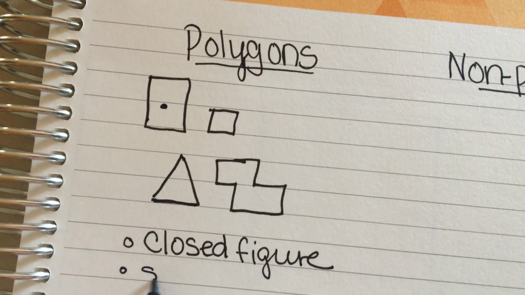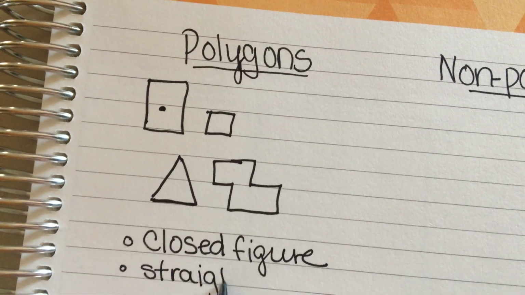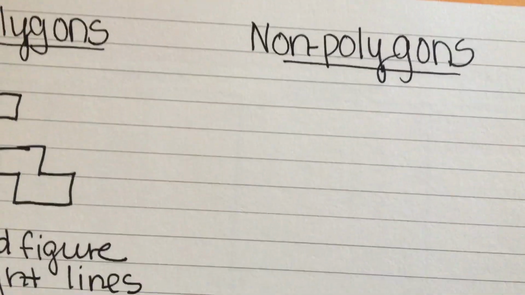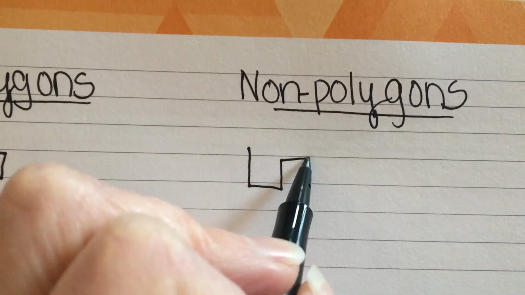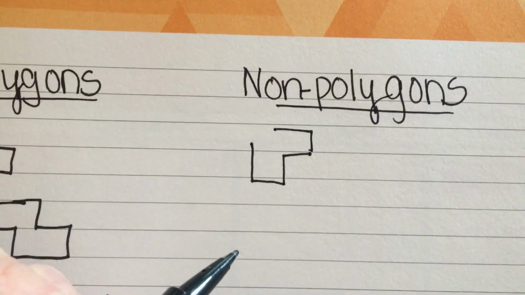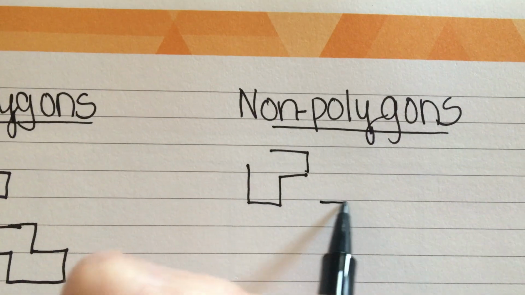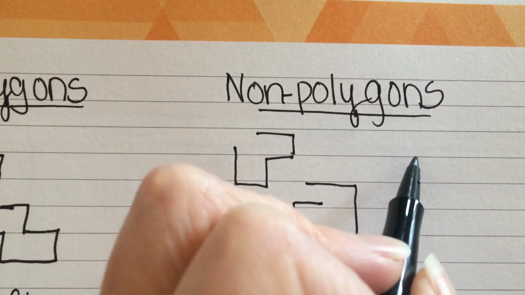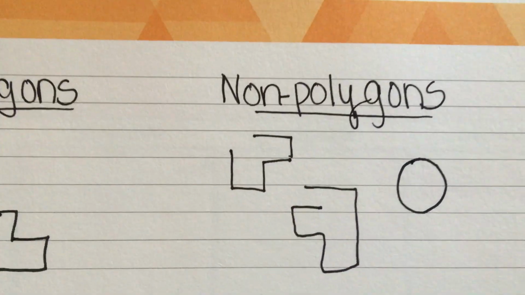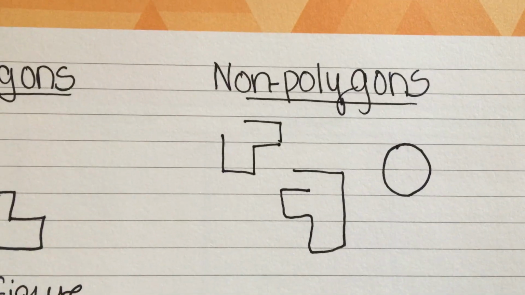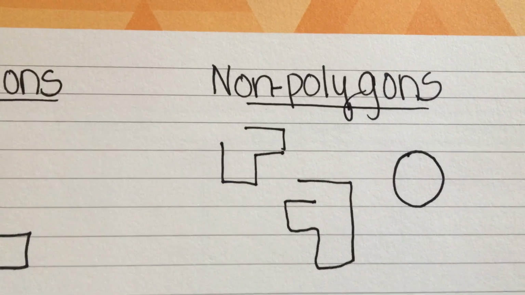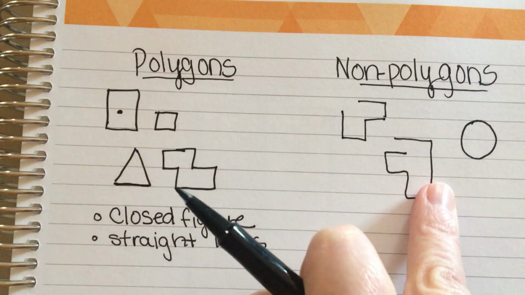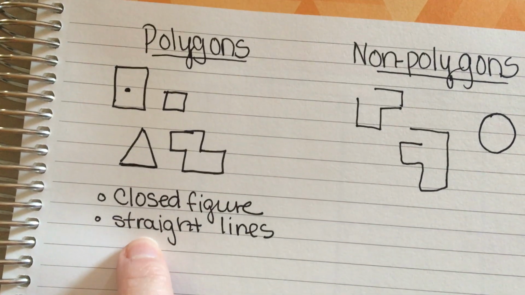You're also going to notice that it has to have straight lines. So a non-polygon would be something like this. It's not a polygon because it's not closed. Here's another one. Not a polygon, okay? This is closed, but it's not a polygon because it's a circle. It doesn't have straight lines. So a circle's not considered a polygon. So today we're just talking about polygons and non-polygons and knowing that they're closed figures and they have straight lines.